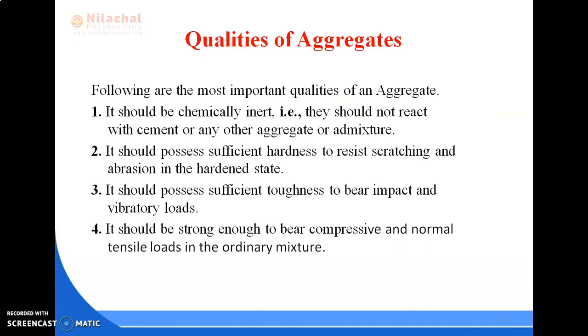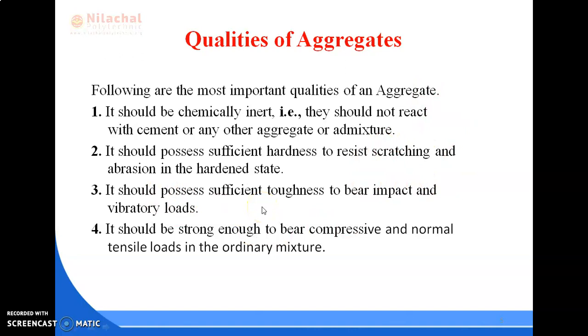Next is qualities of aggregates. Here are some important qualities of aggregate. It should be chemically inert, that means it should not react with cement or any other aggregate or admixture or any other material present in concrete. Already I have told about it.